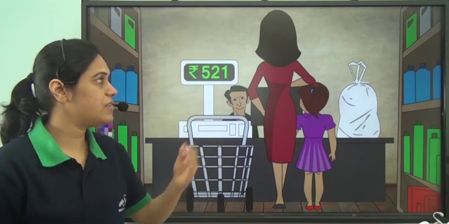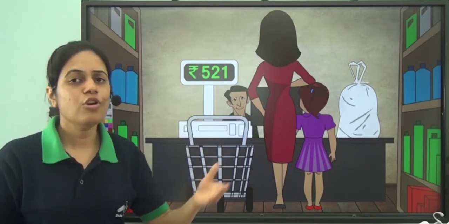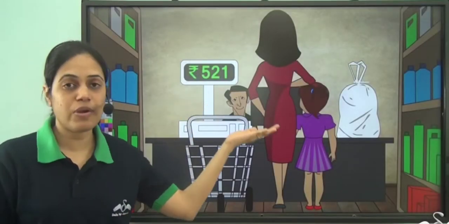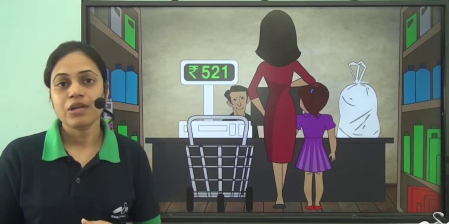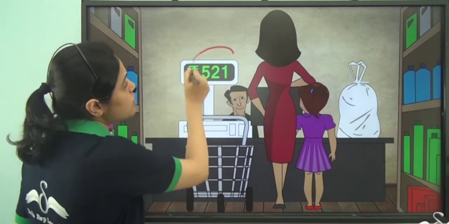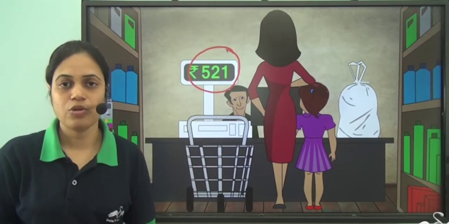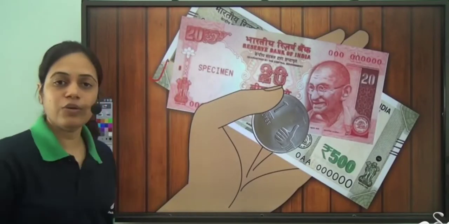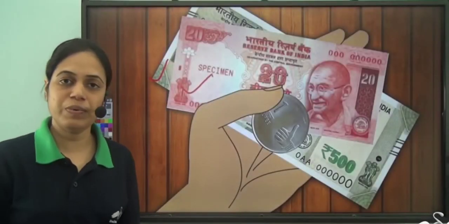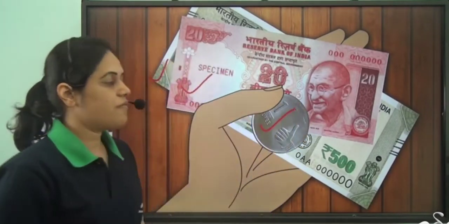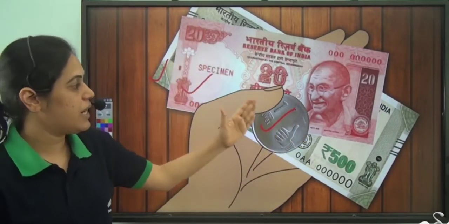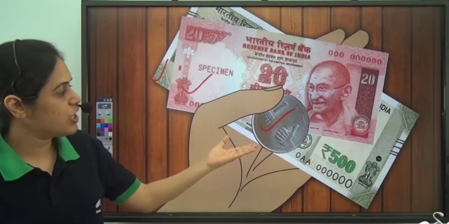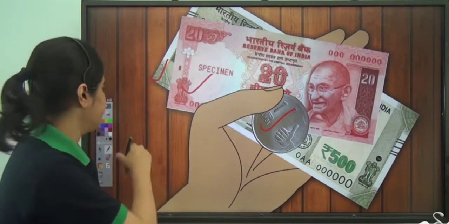This was the amount of money which Ria's mother needs to pay. Now, how will she pay this money? This is a huge amount. Is there any currency note for rupees 521 which she can pay with? No, we know that there is no such currency note for this amount. So what Ria's mother did was, she paid a 500 rupee note, a note of 20 rupees and a 1 rupee coin. She paid these three currencies to the shopkeeper and she was done with her billing.